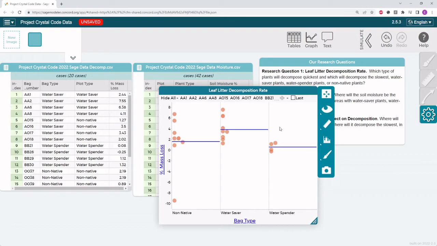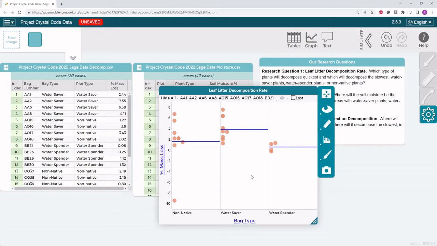But as you can see, there are a lot of other data points high and low in each of the leaf litter types, especially with a non-native plant type down here. So how can we be sure that this mean or this average shows a real difference? Could it be higher just due to chance? Well, one way that we can figure this out is to add a standard deviation to the graph.